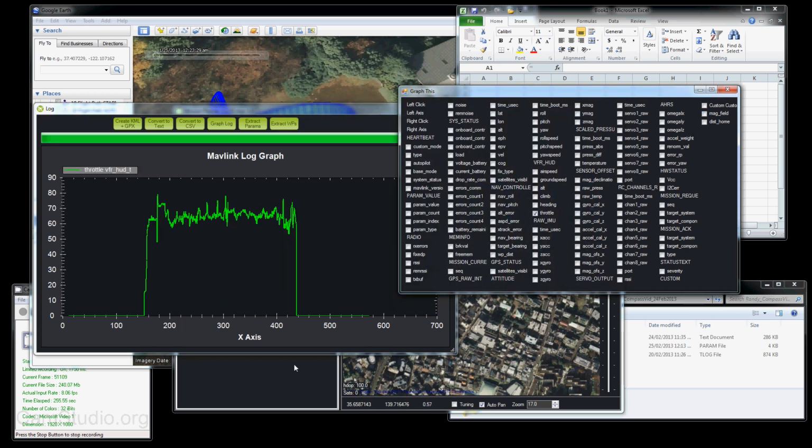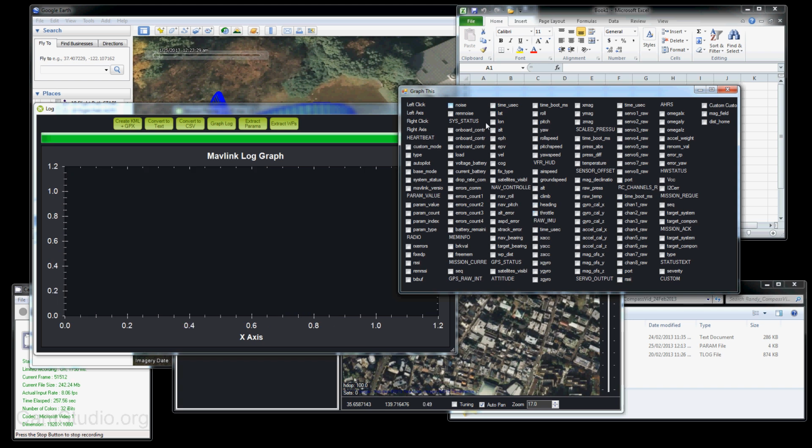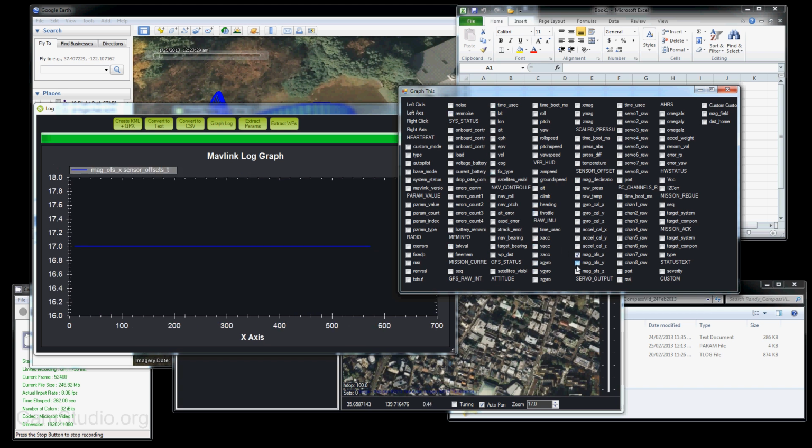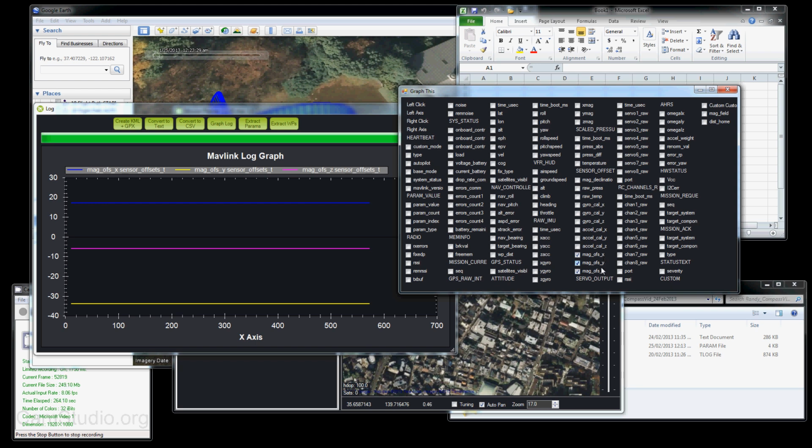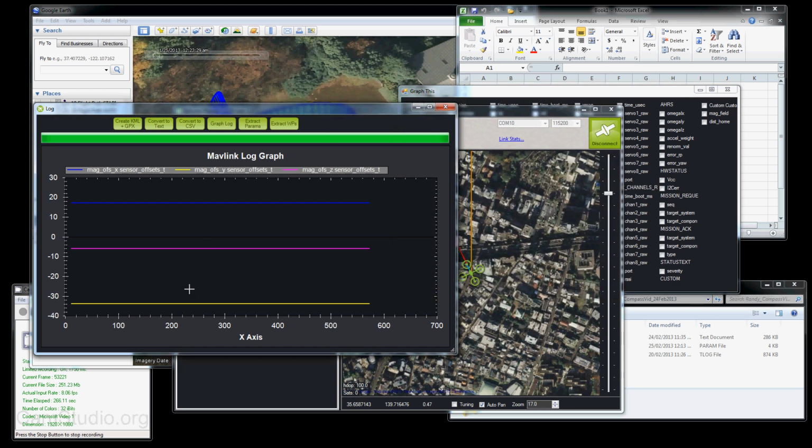You can also see what your offsets are from the T-log as well. Under sensor offset, you can see them here: mag offs X, Y, and Z. In this case, the compass learn is off for this person, so you don't see them moving at all in flight. And they actually look quite low. So these offset numbers are pretty okay.